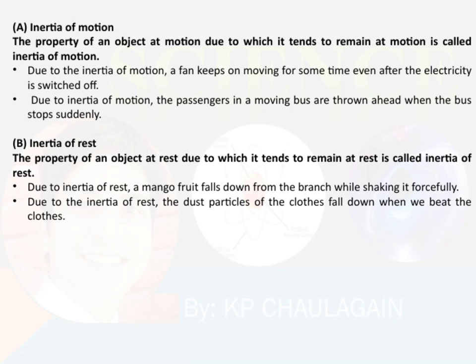For example, a fan keeps spinning for a while after you switch it off. Or when a bus stops suddenly, passengers lurch forward because their bodies want to keep moving. On the other hand, inertia of rest is about objects at rest wanting to stay still. Like when you shake a mango branch and the fruit falls, or when dust falls off clothes as you beat them. Both show how things resist changes in their state.